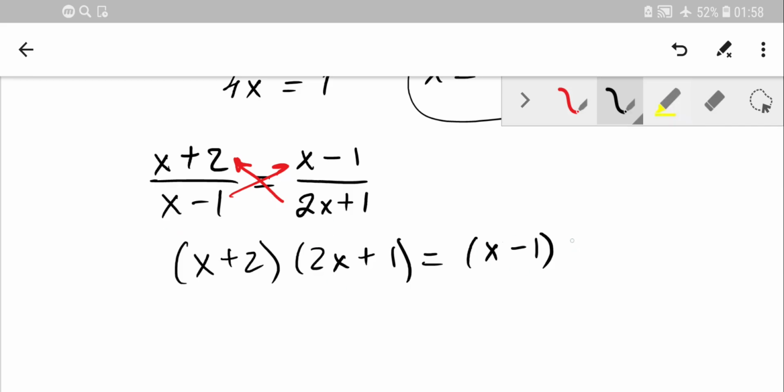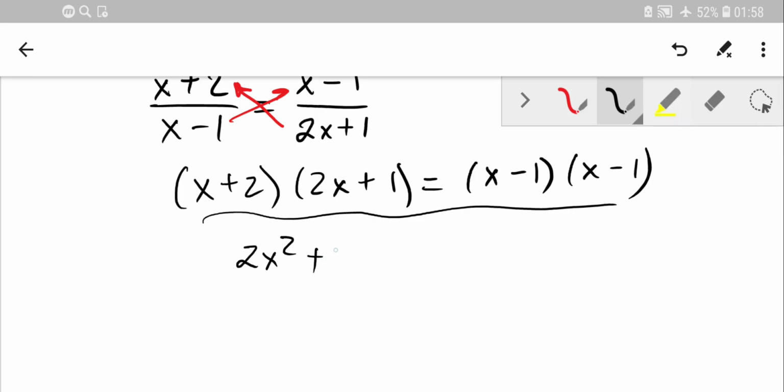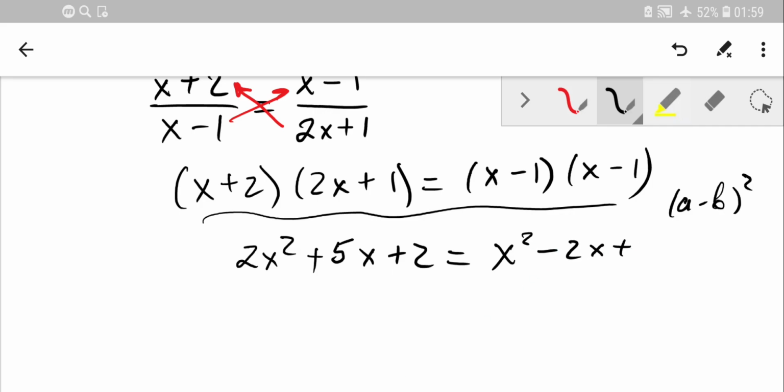Here you'll have x minus 1 times x minus 1. After expanding, you understand that you will have a quadratic expression, so I'll do it quick. So 2x squared plus 5x plus 2 equals, here I apply the formula, you know, a minus b squared. It will give me x squared minus 2x plus 1.